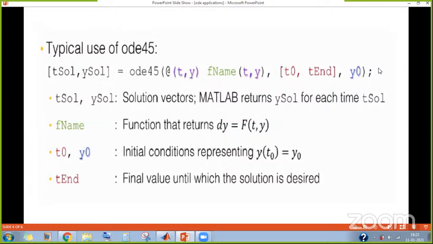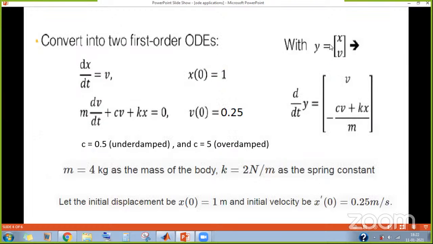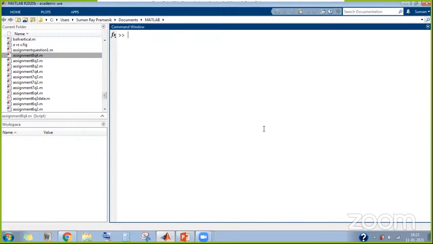So our initial conditions will be, because we have initialized y as x and v, y0 will be x0 and v0, and x0 is 1 and v0 is 0.25. So our y0 will be a vector of two elements. The first element will be 1, and the second element will be 0.25. Okay, so now let's try and code this. Let's give it the name conversion of second order ODE.